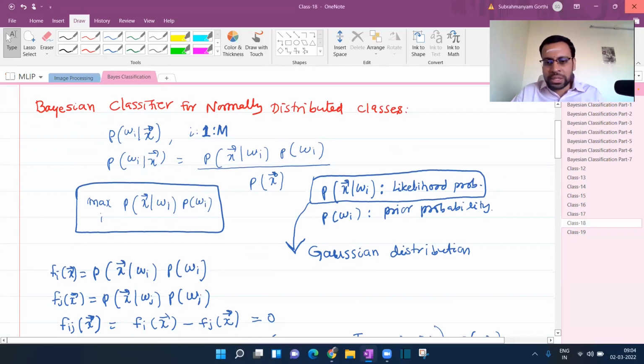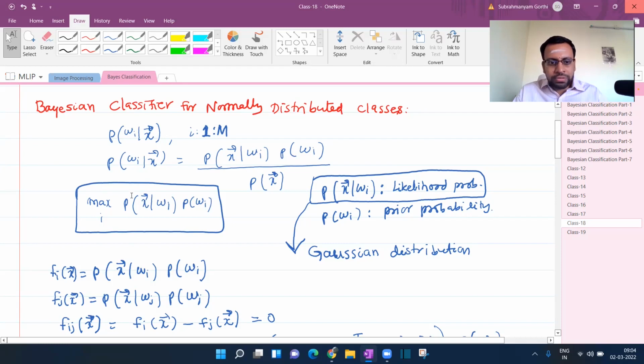That's what we started in the previous class, where we assume the likelihood probabilities have a Gaussian distribution, right? And if you recollect, classification is done by looking at the a posteriori probabilities. For a given feature vector, you calculate the a posteriori probabilities for all possible classes and choose the one which has the maximum value, maximizing probability of x bar given omega i times probability of omega i.